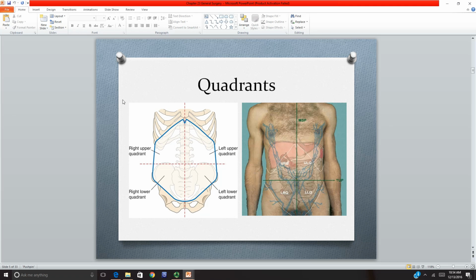And then you have the right lower with the cecum, appendix, your right ureter, right ovary, right fallopian tube, right spermatic cord, and left lower with part of the descending colon, the sigmoid colon, left ureter, left ovary, left fallopian tube.